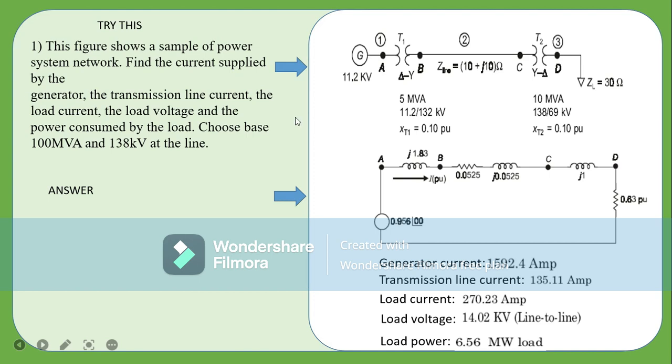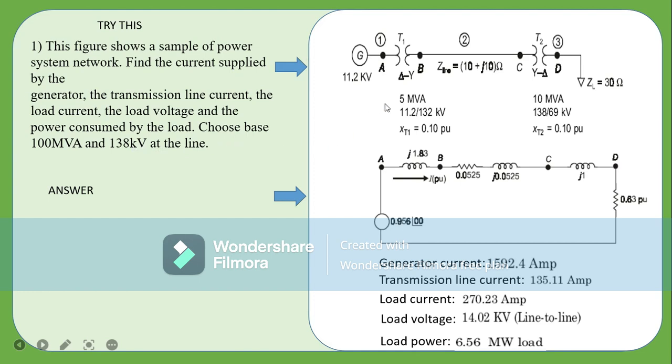Wow. So finally, we have come to the end of every example that we need to solve in terms of the per unit. This is a simple problem for you to try your hand on, to see what you can do and what you're going to get at the end of the day. You are given the figure, and we are asked to find the current supplied by the generator, the transmission line current, the load current, the load voltage, and the power consumed by the load. Choose a base MVA. We are giving you a base of 100 MVA and 138 kilovolts at the line.